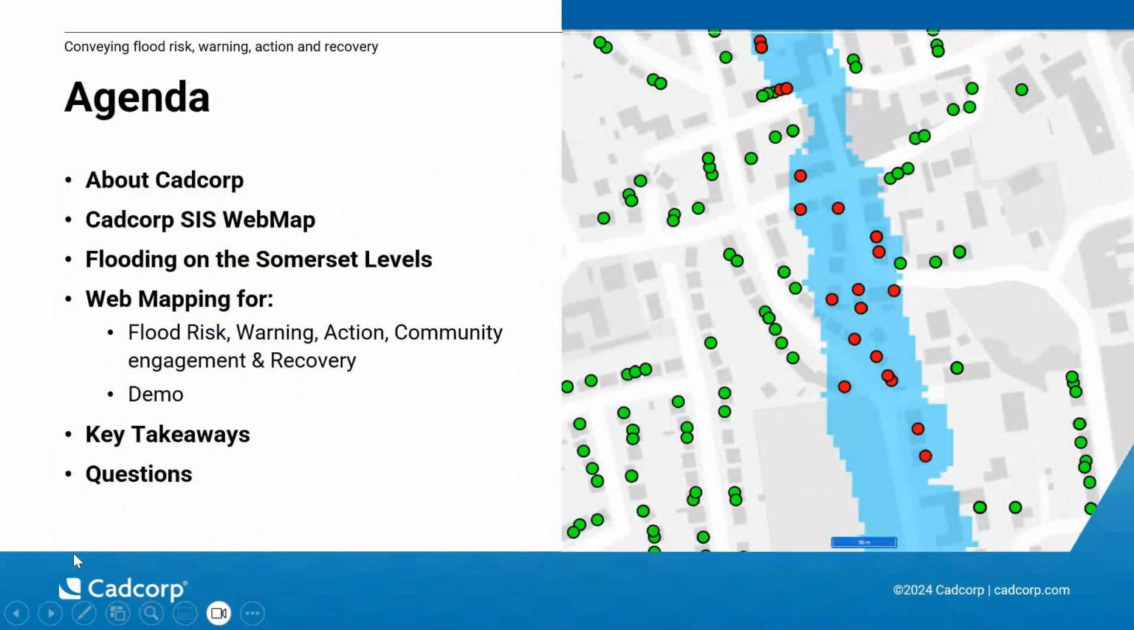Okay, so we've got a range of delegates on the line today, lots of you with GIS, analyst, engineer, flood, and other terms in your job titles too. And there's lots of you who are new to CADCorp. So what I thought we'd do is introduce us and what we do to begin with. And today the focus will be using a product called CADCorp Sys Web Map to convey flood information. I'm going to talk about flooding on the Somerset Levels, which is where I live, and I'll give you some examples of where web mapping can help in flood risk, warning, action, community engagement and recovery. The live demo today from Simon will look at each of those headings in practice too. Then, as I said, I'll round up and take questions towards the end.